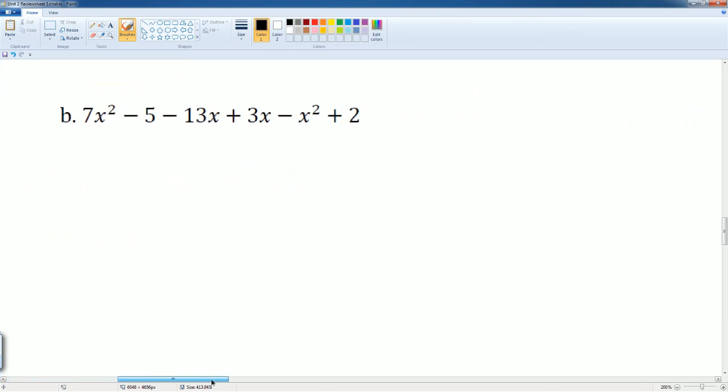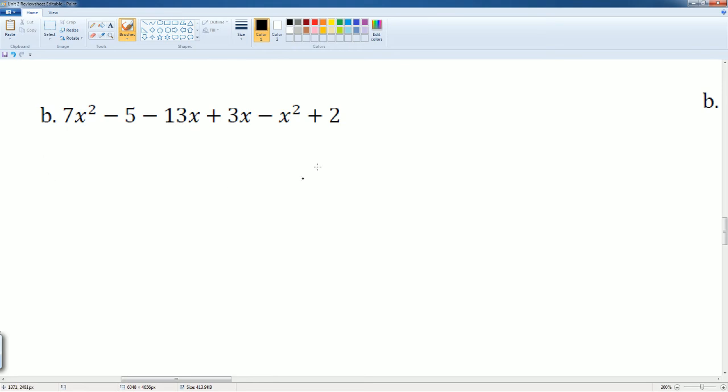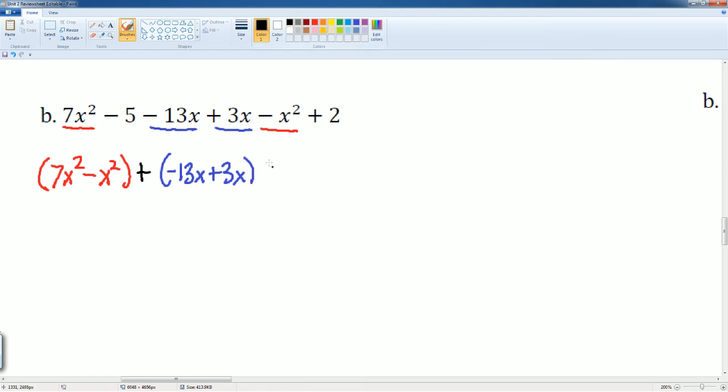Same thing from here, but now there's no parentheses, but yet they ask us to simplify this. So let's do that. Let's organize them together. So we have this, which is an x squared, and we have this as an x squared. So I'm going to write that down. 7x squared minus x squared. Okay, that's why I color coded so you can see it. Then we have our negative 13x and plus 3x. Then our last one is our constant term, negative 5 plus 2.